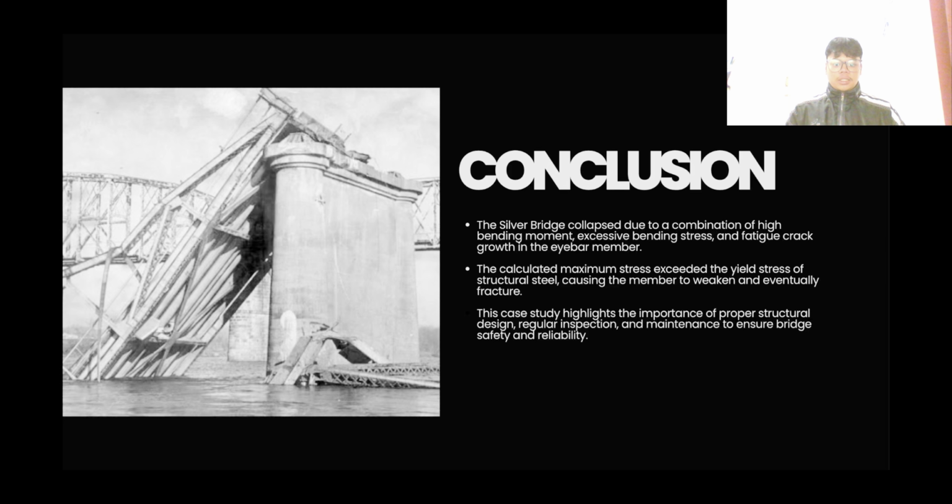The lack of structural redundancy meant that the failure of a single component caused the entire bridge to collapse within seconds. This case study highlights the importance of proper structural design, regular inspection, maintenance, and considering future traffic demands during the design process. The lessons learned from the Silver Bridge disaster have significantly improved modern bridge engineering and safety regulation.